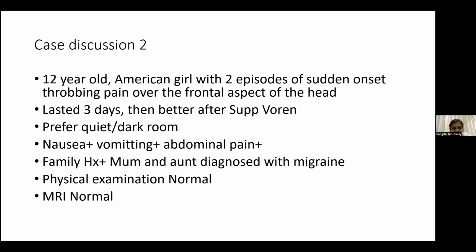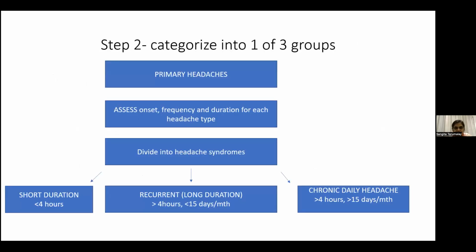Okay, and now let's go to case 2, which we spoke about. So this is a 12-year-old girl. Remember, 2 episodes of sudden throbbing headache over the frontal aspect of the head, 3 days, better with Voltaren, which is an anti-inflammatory medication. During the headache, she has nausea, vomiting, abdominal pain. She prefers quiet, dark rooms. There's a family history of headache. Her physical examination was normal and her MRI was normal. So what do we do with her?